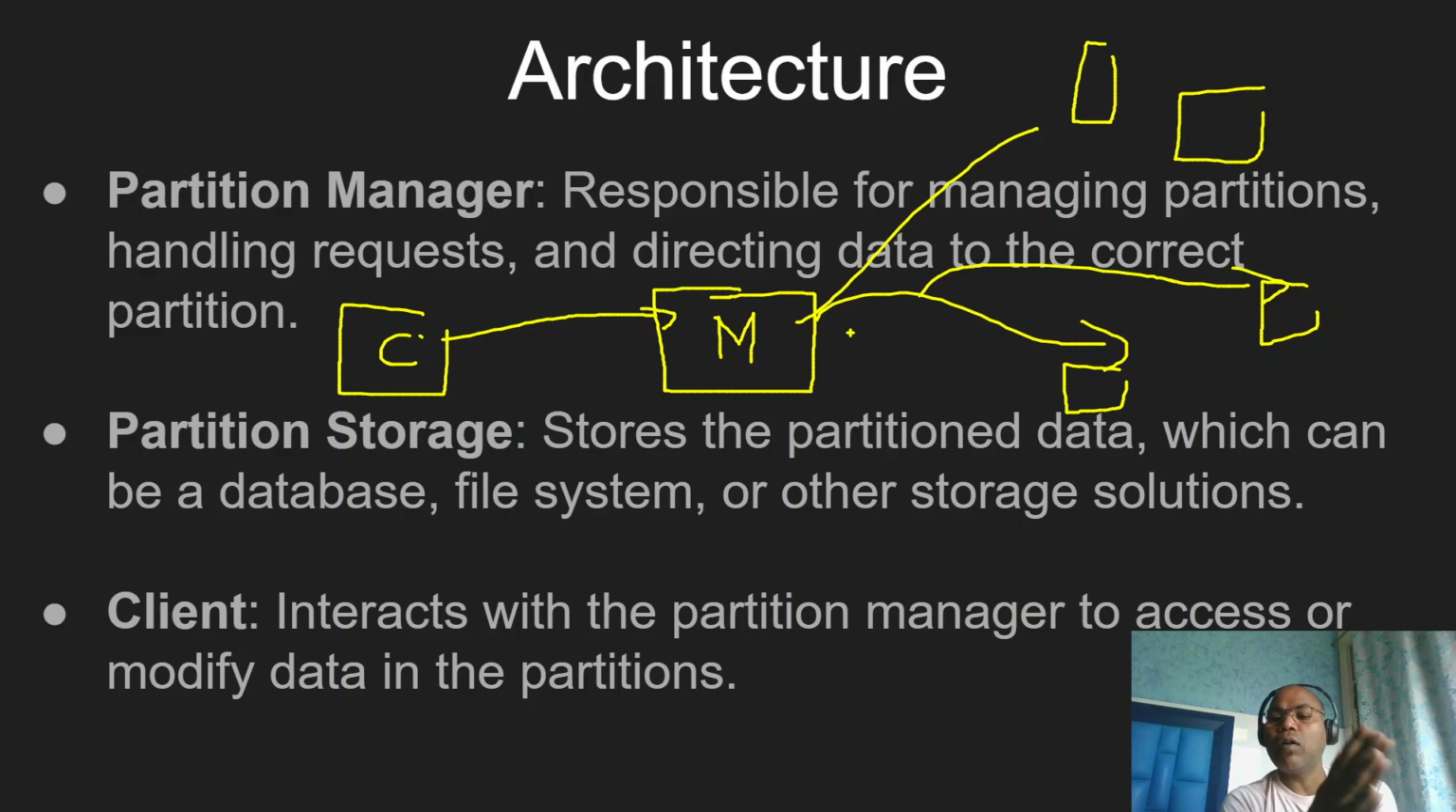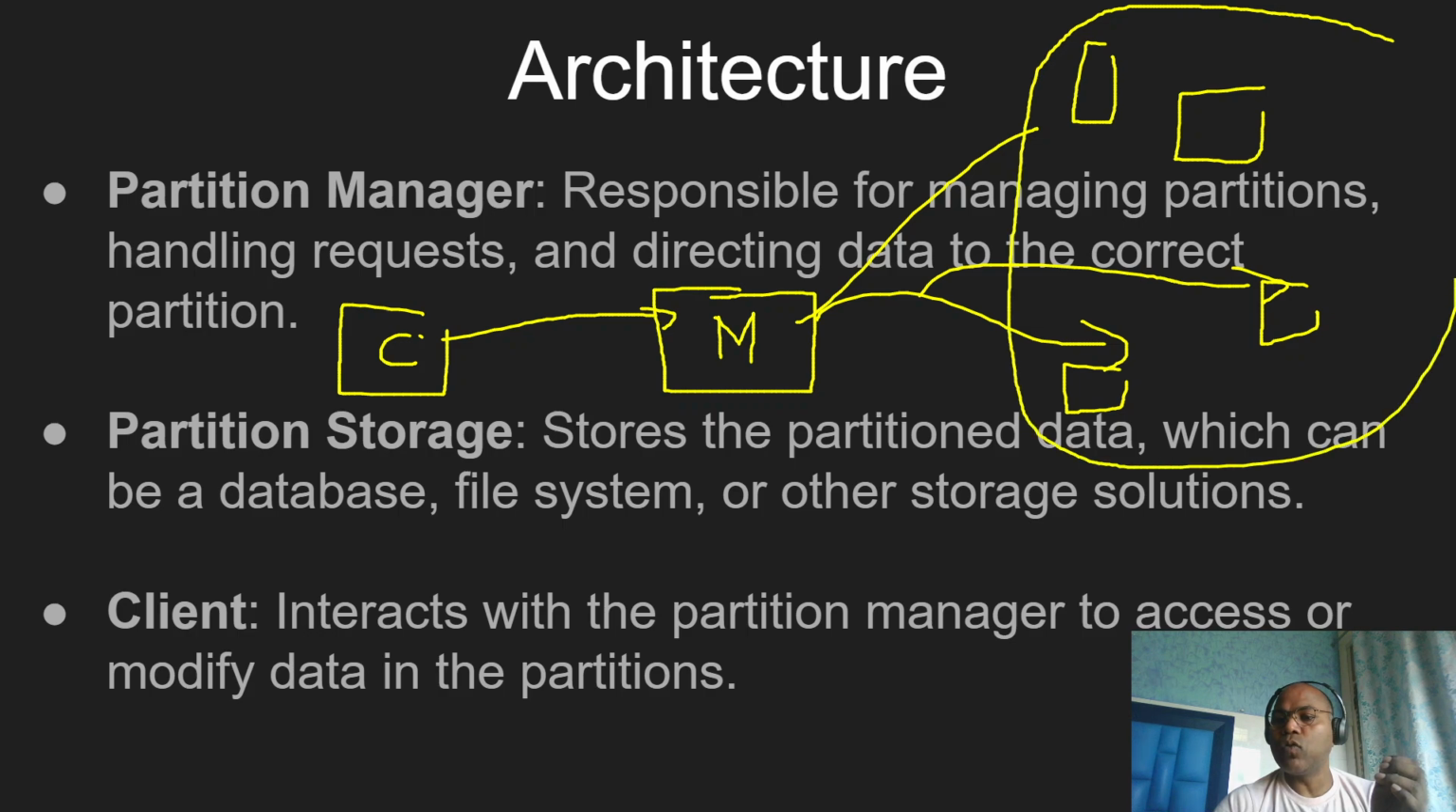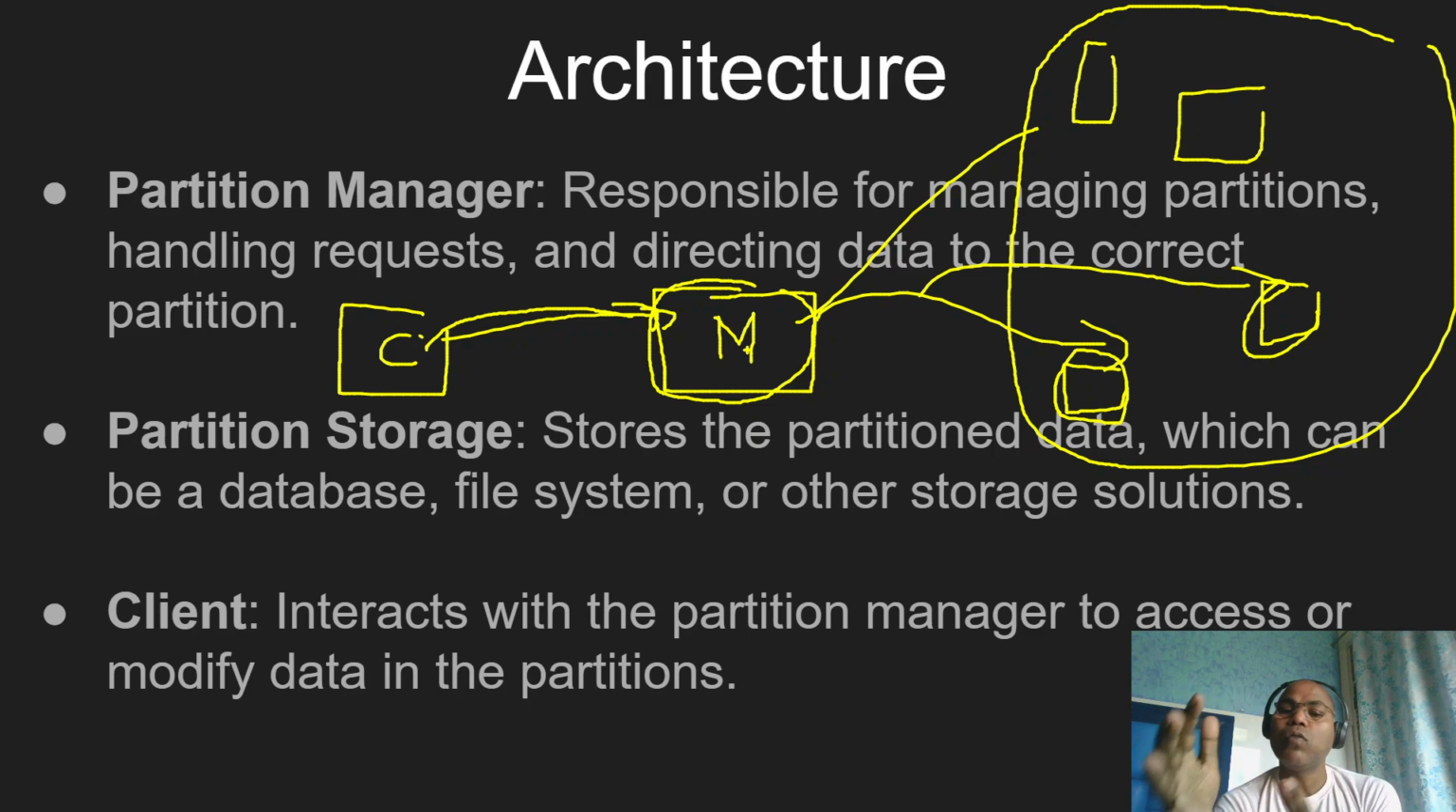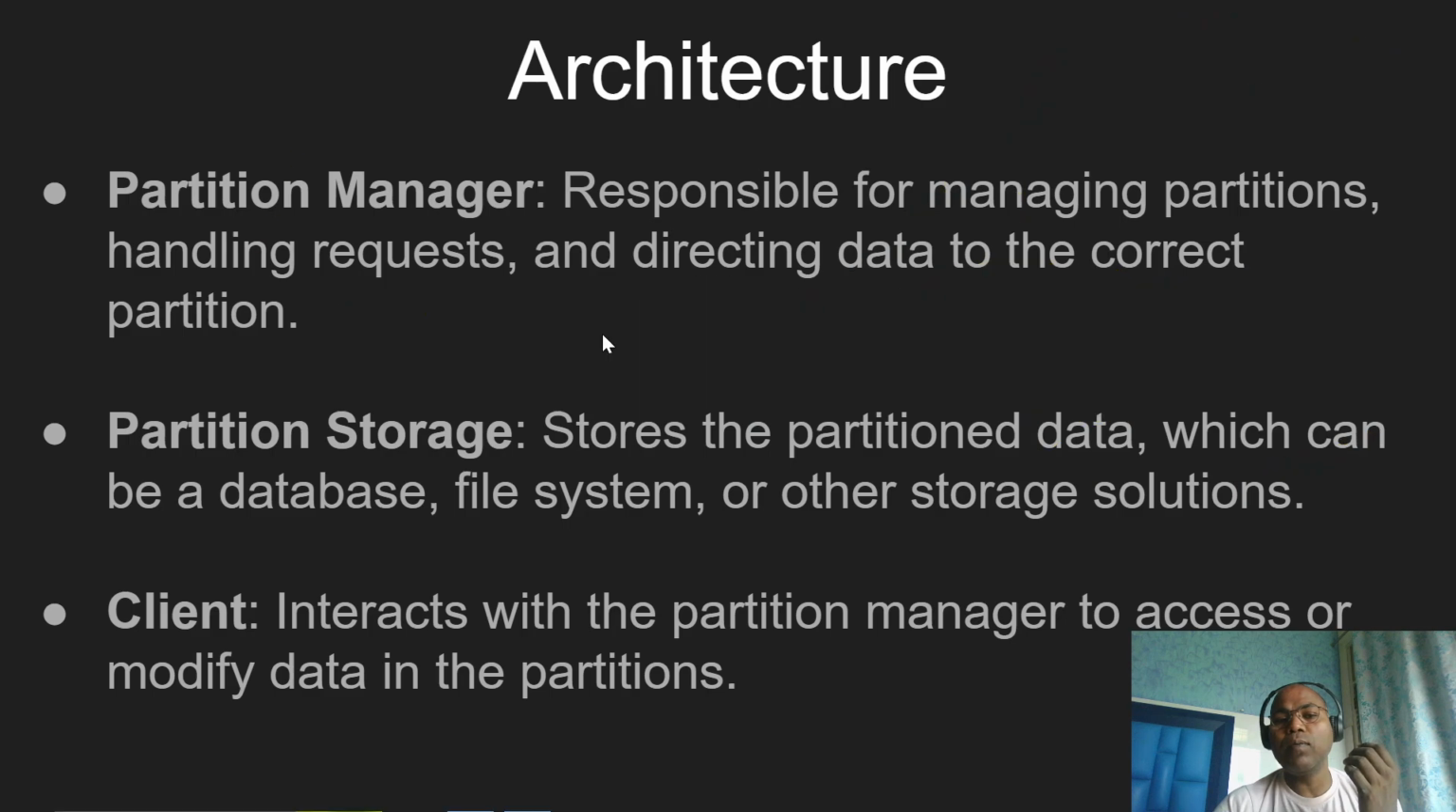The client always interacts with the partition manager, because with lots of partitions, the client cannot know which partition it is going to get its data from, where its data is stored. The partition manager is responsible to know, hey, the particular client's requests are going to be served by partition number 3, or partition number 4, or partition number 5, whatever the partition. So one is the client, one is the partition manager, and one is your partition storage, database or file system, where the actual data is stored. So this is a very high-level architecture of partitioning.